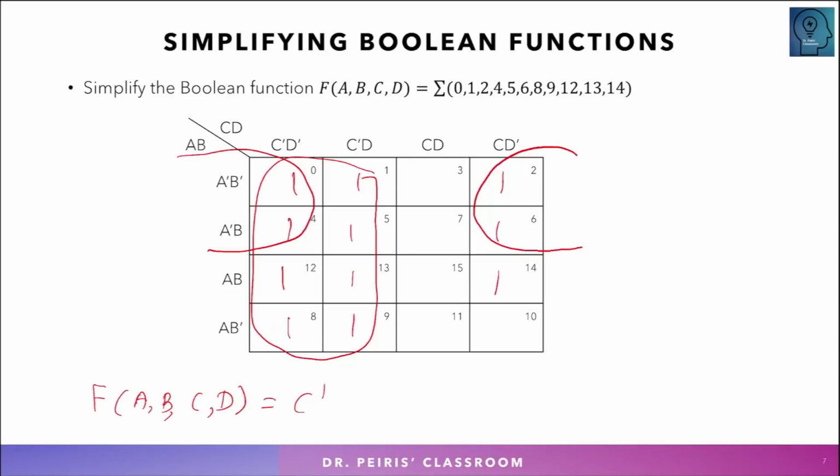So what does that term correspond to? It's in 2 different rows, this one and this one. So what's the common variable on this side? A prime. And now it's on the first column and the fourth column. So what's the common variable? D prime, D prime.